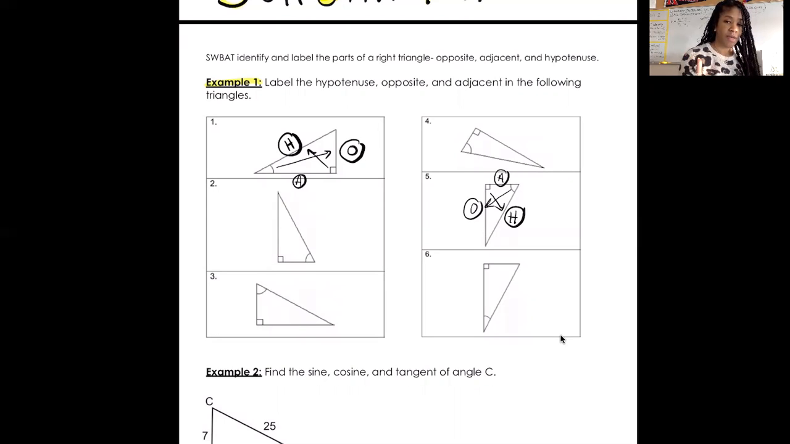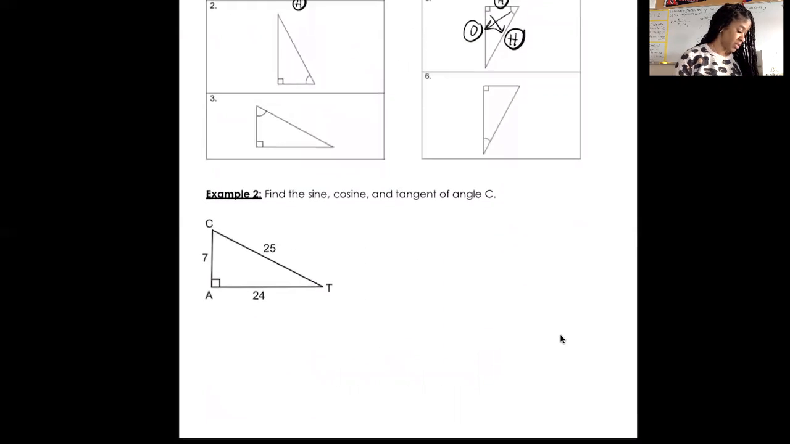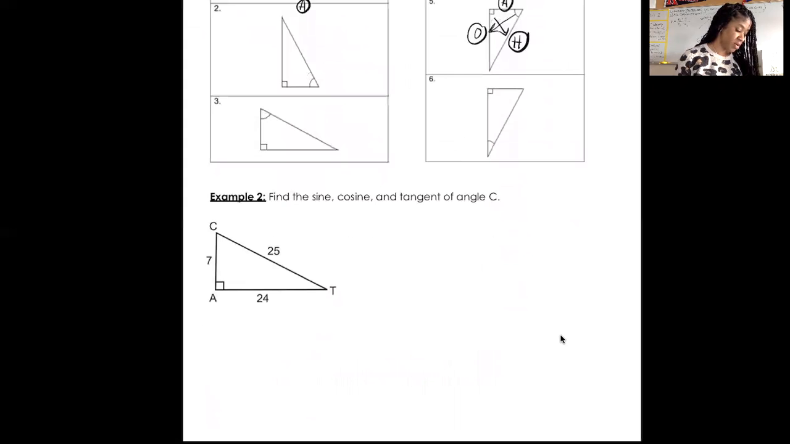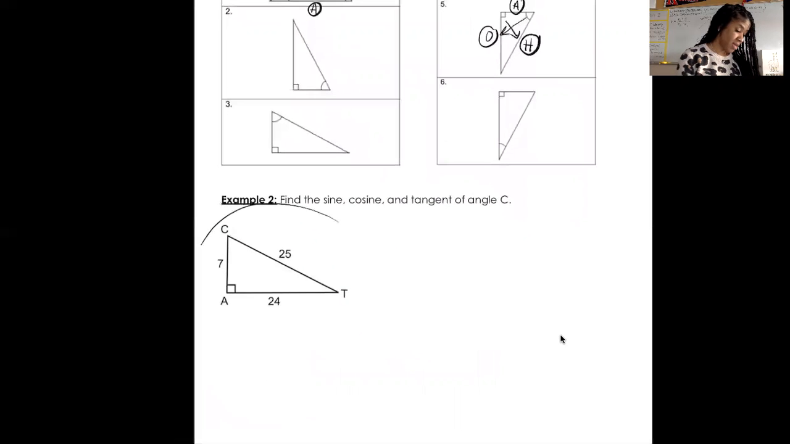Let's take it a little bit further and look at example 2. Example 2 states, find the sine, cosine, and tangent of angle C. So we're going to want to draw this into our notes, okay? And they're telling us to use angle C, so we're going to have to put a marking here on angle C, okay?